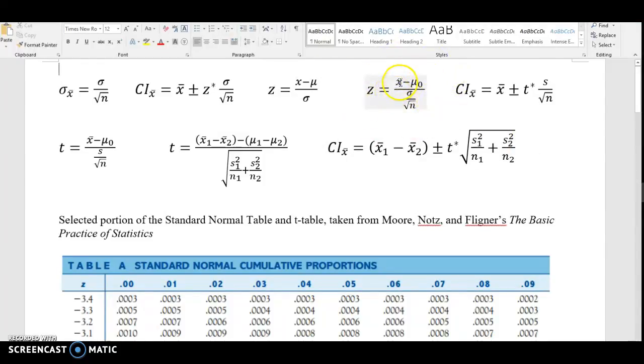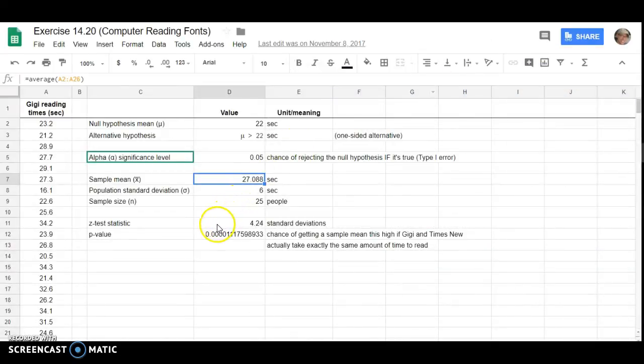So to calculate that z test statistic, we're just using this formula right here. So we know our sample mean was what we just calculated. This right here stands for the null hypothesis mean, so this would be that 22 seconds. Standard deviation was 6 divided by square root of 25. So you work that in and end up getting a z test statistic of 4.24.